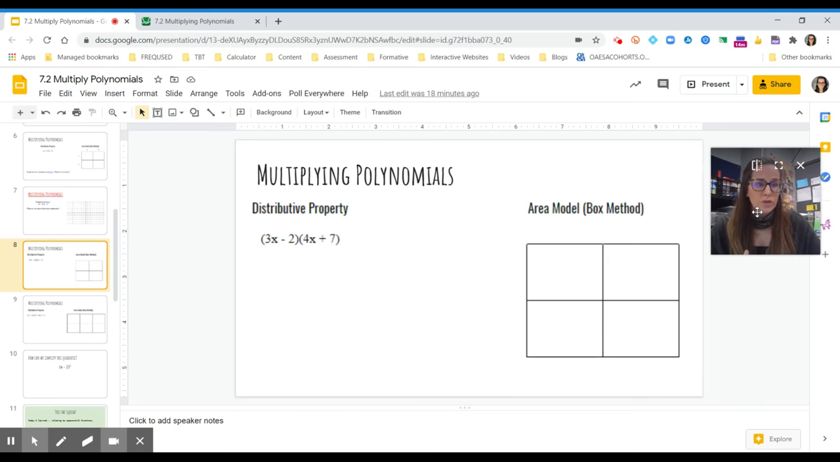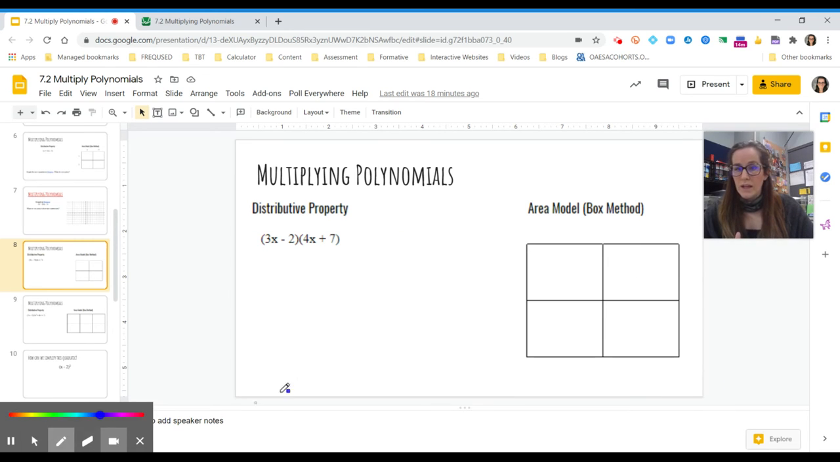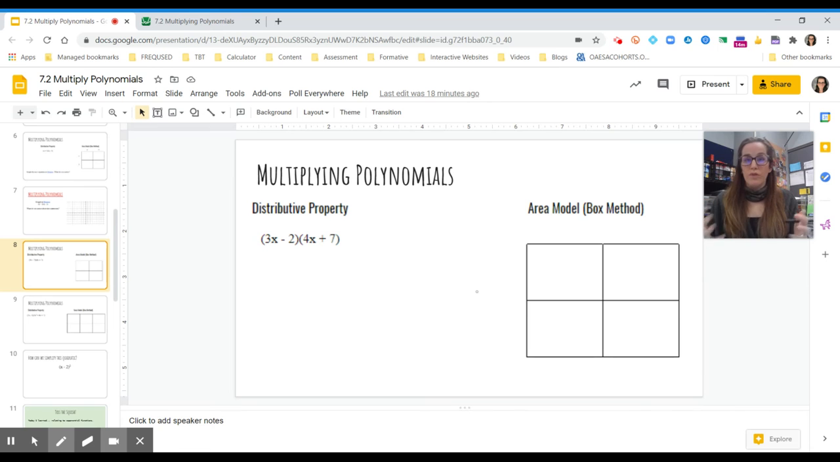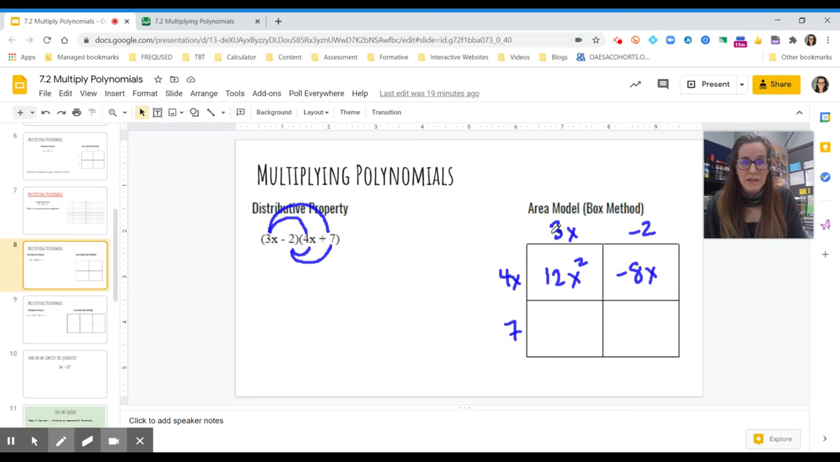Okay, so let's do another example, right? So you can do this distributive property area model for multiplying polynomials. Really, the area model is just a nicer way to organize that larger distributive property, where I have my 3x minus 2, my 4x plus 7, right? So I'm doing 3x times 4x to give me 12x squared, negative 2 times 4x to give me negative 8x, 3x times 7 to give me 28x, and negative 2 times 7 to get negative 14.